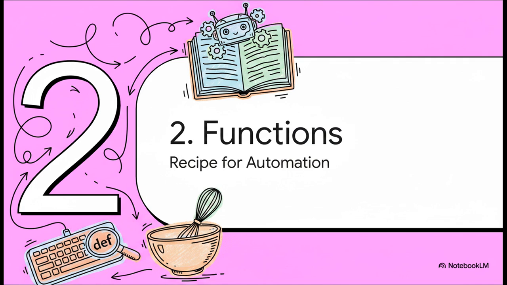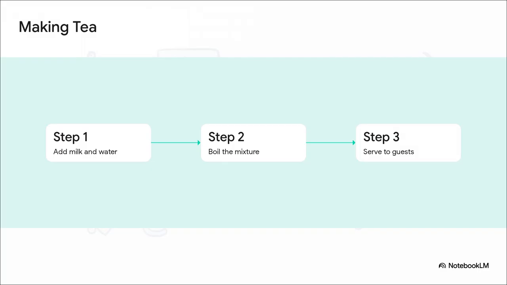Section 2, functions, your building blocks, the recipe for automation. Okay, so we know how to make decisions now, but what about all that repetition? Remember our tea analogy? Without functions, your code is basically a rigid, boring list of steps. Add milk and water. Boil the mixture. Serve to guests. Imagine you have 10 guests showing up at completely different times. You're copy-pasting those 3 lines 10 times. It clutters up your script and just makes a massive headache to manage.